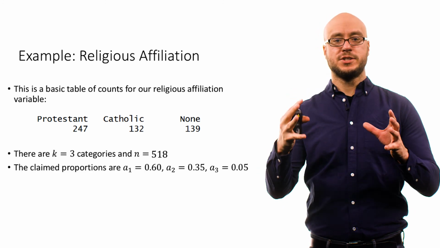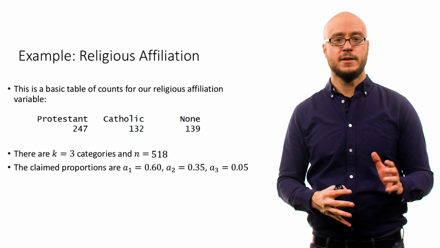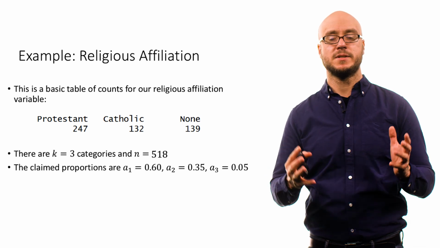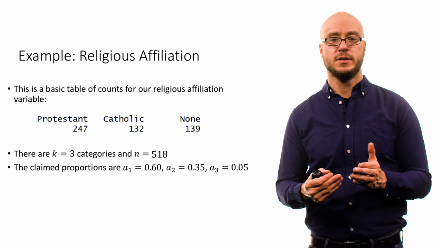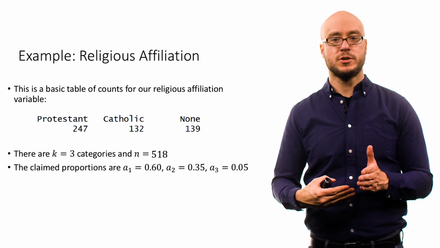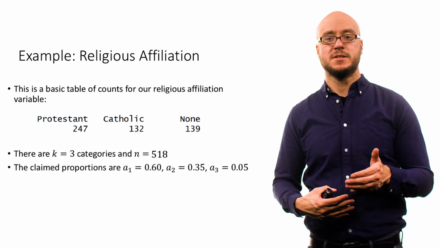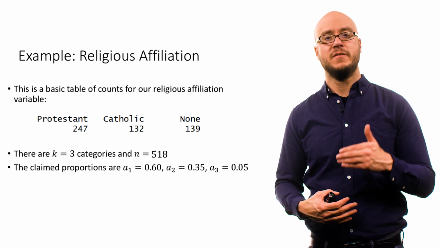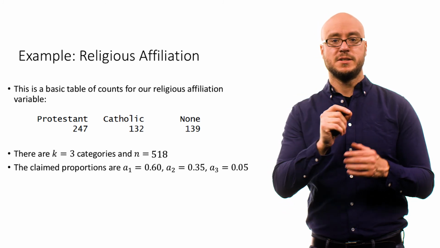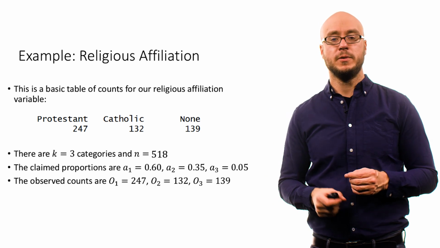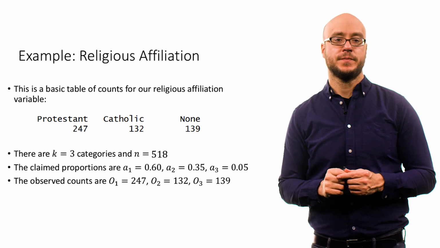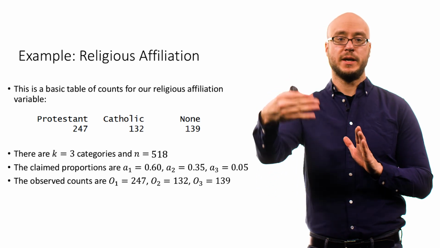Our armchair religious studies scholar, he's claiming in his ivory tower that there are 60% Protestants, 35% Catholics, and 5% young people who don't have religious affiliation. You can think of this as really a probability distribution because he's talking about proportions. So the probability of being Protestant is 0.6, the probability of being Catholic is 0.35, and the probability of having no religious affiliation is 0.05. For using the chi-square test statistic, these proportions should equal 1, and we use lowercase a to refer to these claimed proportions in the population. Remember, we don't observe the population, so this person's just making claims about them.